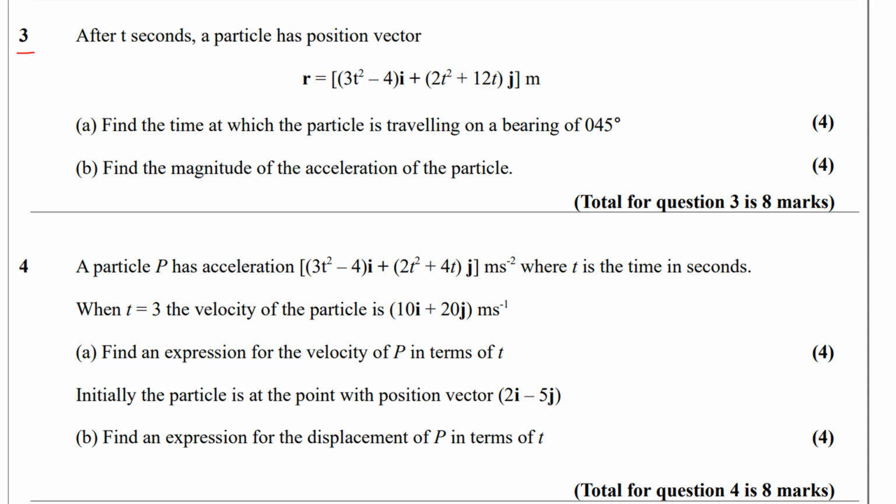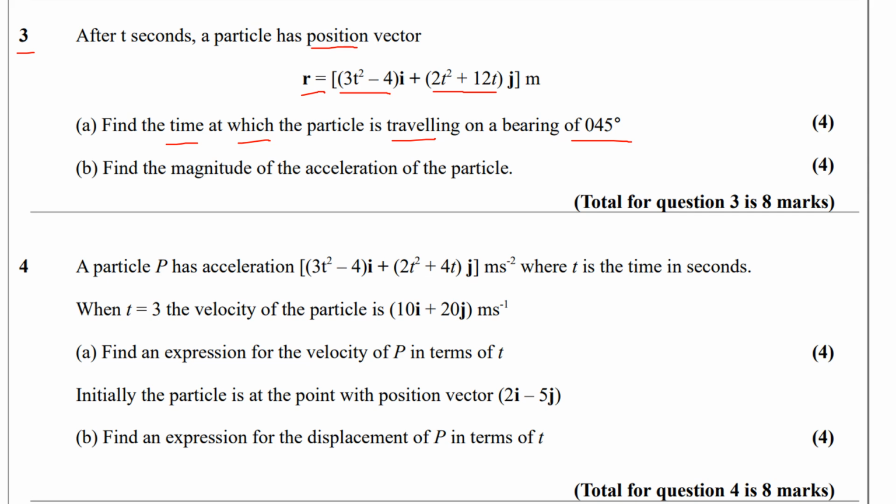Anyway, question 3. After t seconds, a particle has position vector r equal to (3t squared minus 4)i plus (2t squared plus 12t)j meters. Part A. Find the time at which the particle is traveling on a bearing of 45 degrees. Now, this is actually quite a sneaky question, because it seems you find the time at which the particle is traveling on this bearing. Now, this is actually working out the velocity.